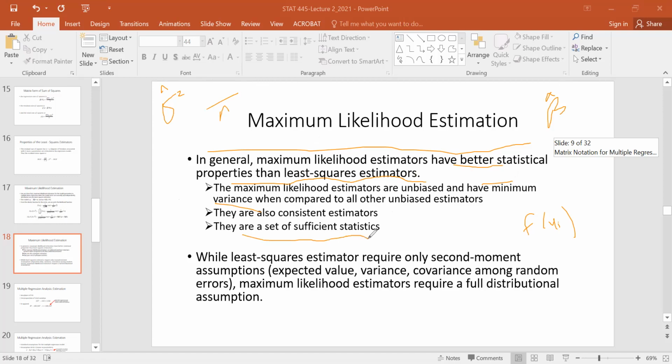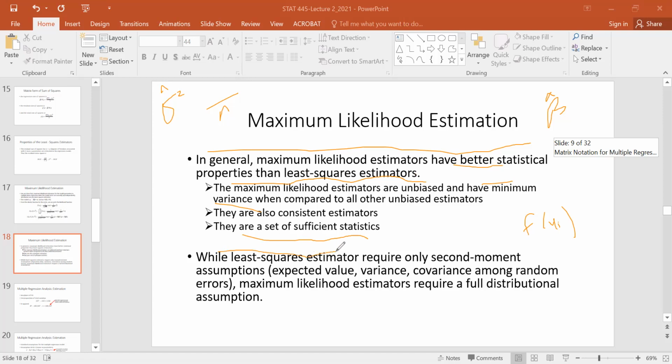And they are sufficient statistics, okay? A statistic is sufficient if no other statistic can be calculated using that same sample that gives new or additional information, okay? If a statistic is sufficient, and it was calculated from a sample, then any other statistics you can calculate using that same sample wouldn't improve upon that estimator. Okay, so that's a sufficient statistic. Okay, so this is a disadvantage.